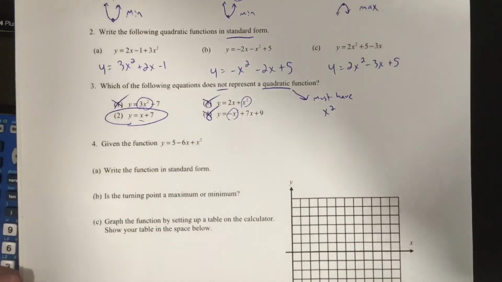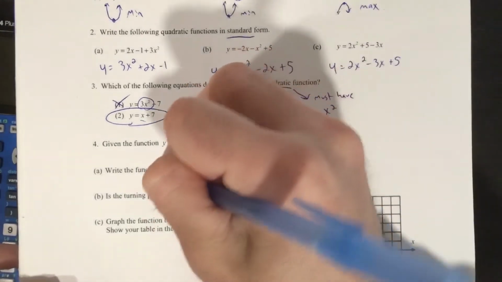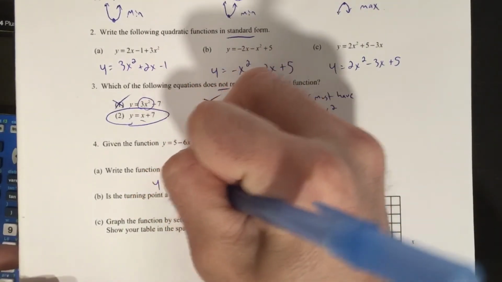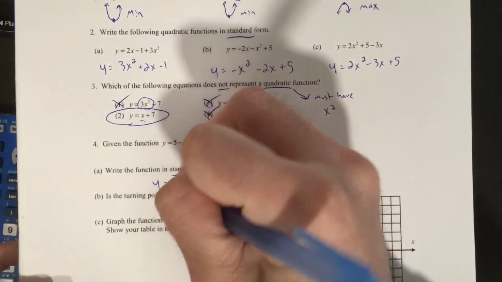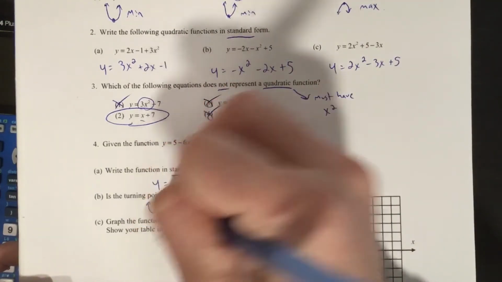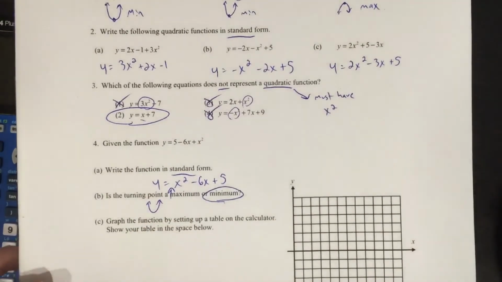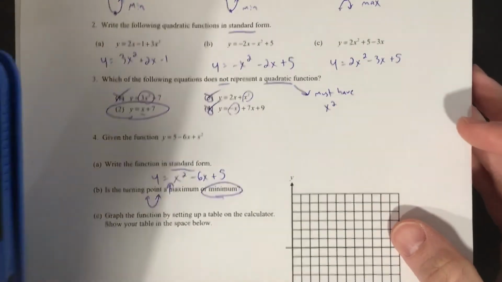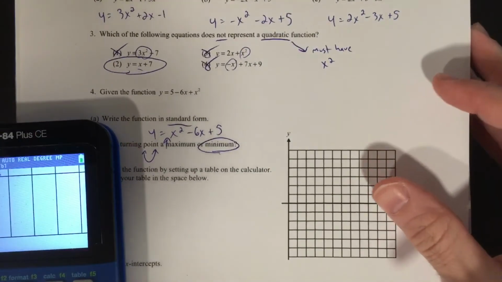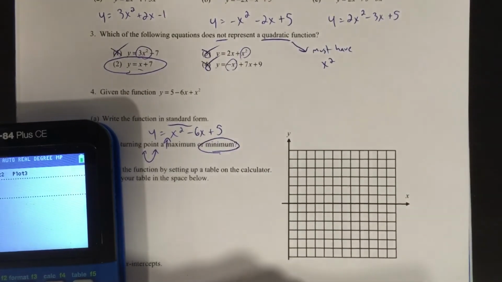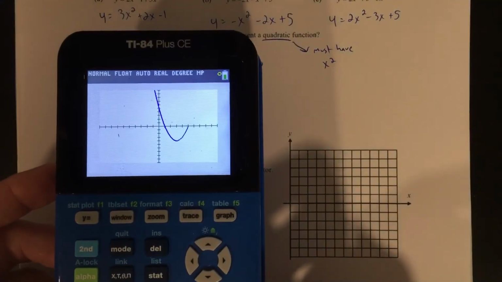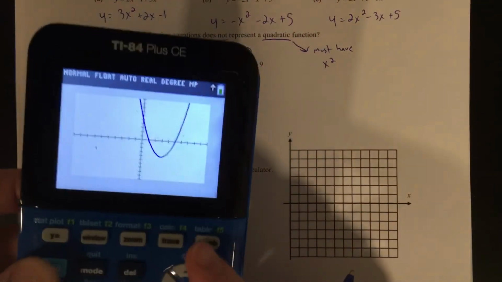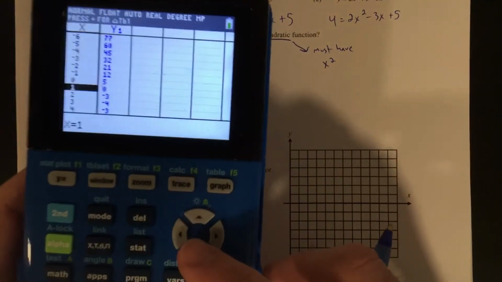And here, given the function y equals 5 minus 6x plus x squared, standard form here, highest exponent to lowest, x squared minus 6x plus 5. As the turning point of max or min, that's a positive, which means it opens up, which means we have a minimum here. And graph the function by setting up a table. It does say show your table here, so I'm going to clear this out. X squared minus 6x plus 5. Again, we're going to see a picture of what this looks like. And then second graph, I might have to scroll a little bit.